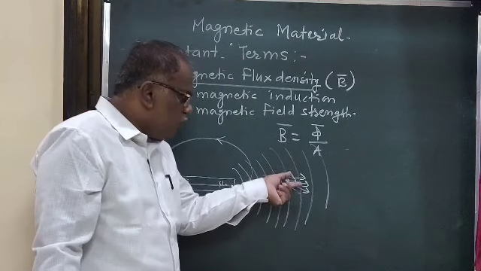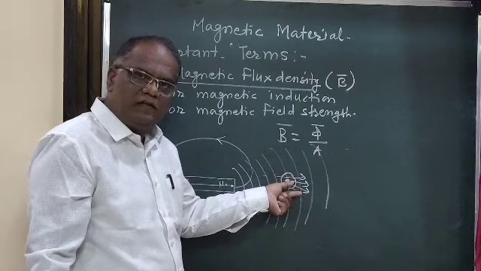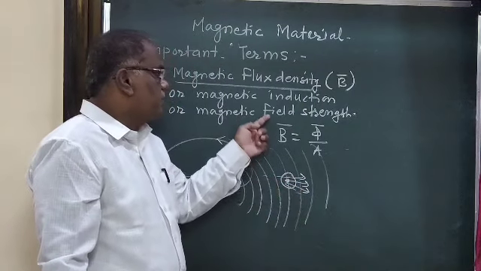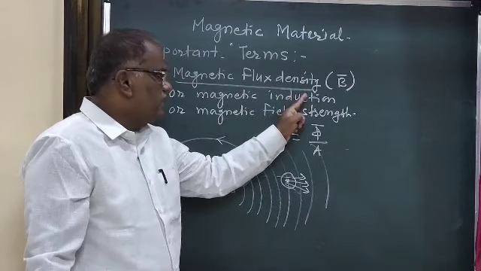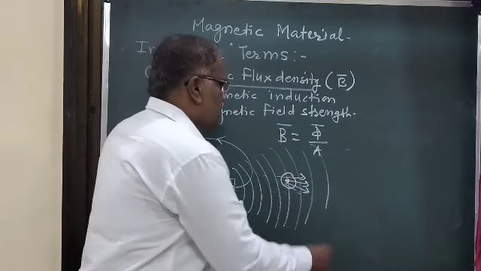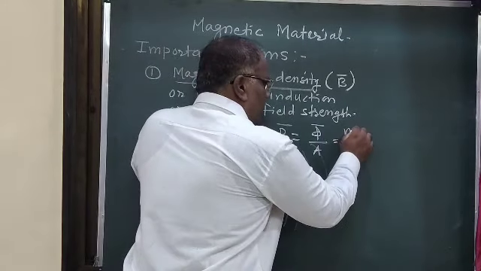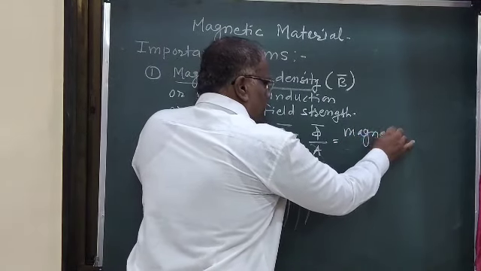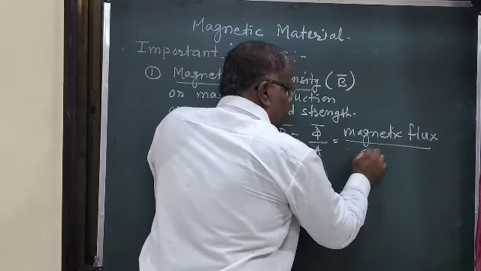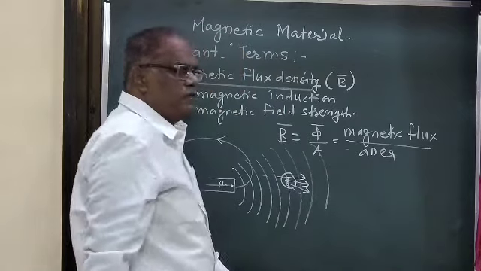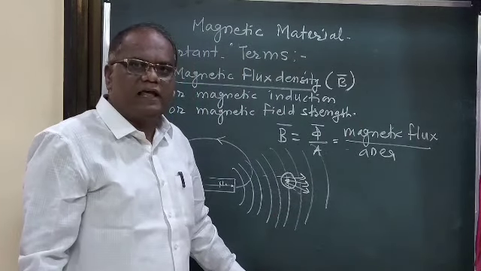That means the more the magnetic lines of force crossing the unit area normally, the more the magnetic field strength, the more the flux density, the more the magnetic induction. Hence magnetic induction or magnetic flux density is defined as magnetic flux per unit area, and magnetic flux means total number of magnetic lines of force.